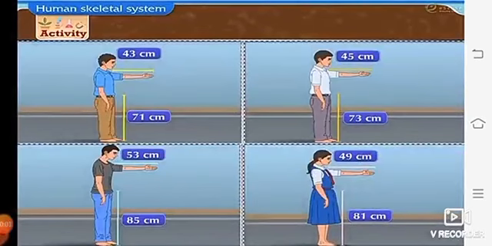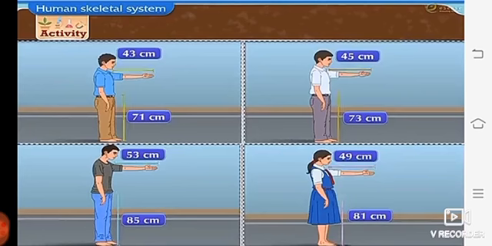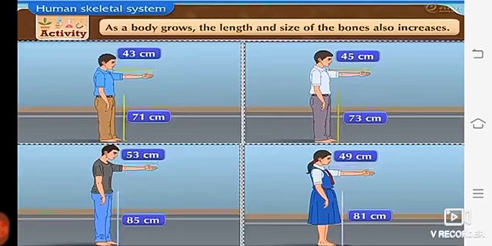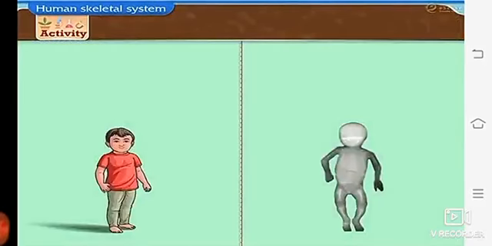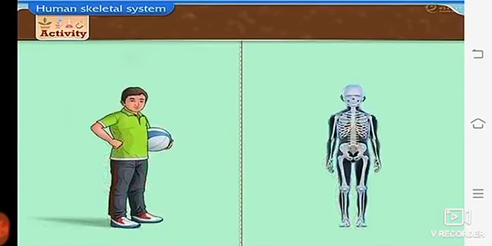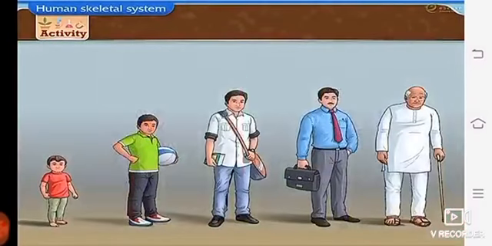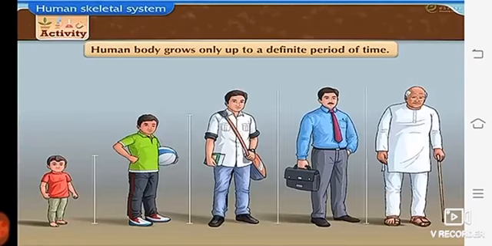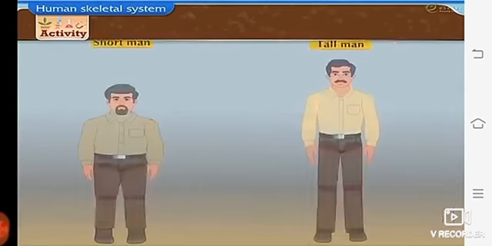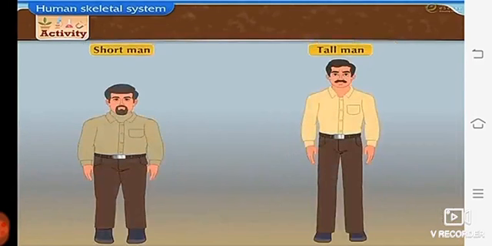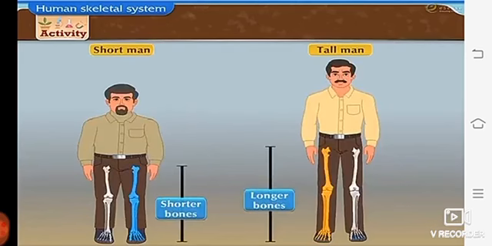So when we compare the length of arm bone and leg bone of all these people, we come to know that length of arm and leg bone vary in each of them. This difference in length of bones is observed because as a body grows, the length and size of the bones also increases. Such changes in size and length can be seen in children according to age. But the human body grows only up to a definite period of time. From this activity, we get to know that tall people have longer bones.